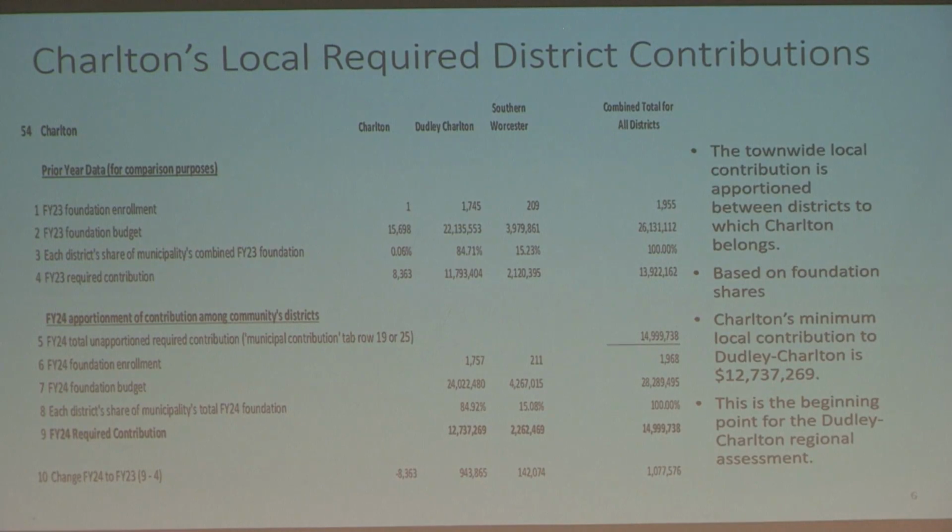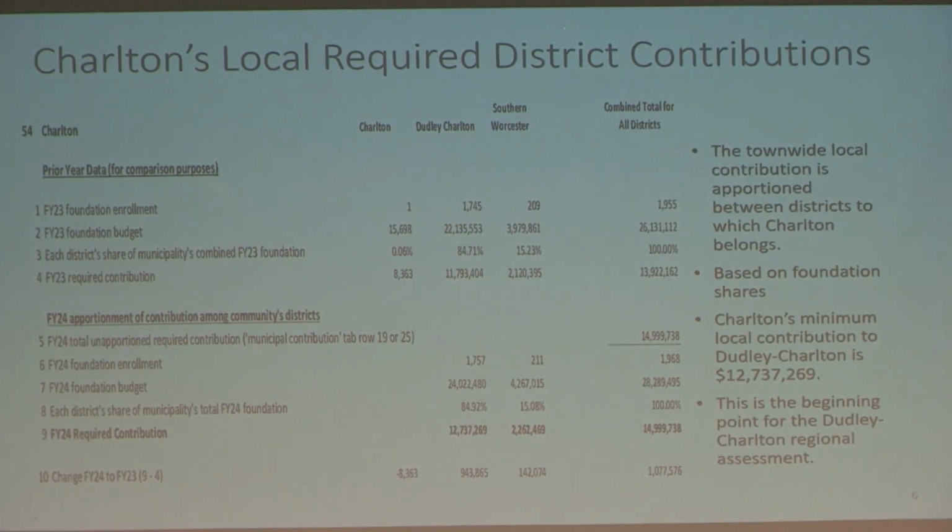And here's the same slide as shown 2 slides ago for Dudley. This is for Charlton's local required district contributions. Again, trying to determine the required contribution for the districts to which Charlton belongs. Dudley Charlton, again, is the middle column. And the minimum local contribution in this case is $12.7 million. And like I said earlier, this is the starting point for the assessment that's determined for Charlton by the Dudley Charlton region.